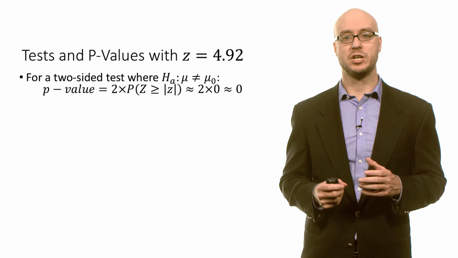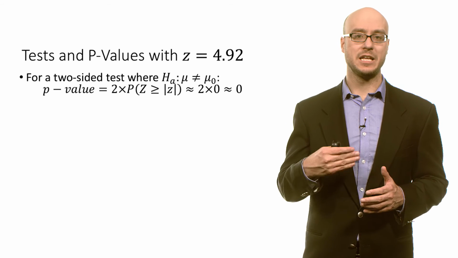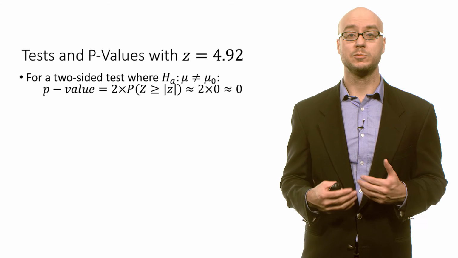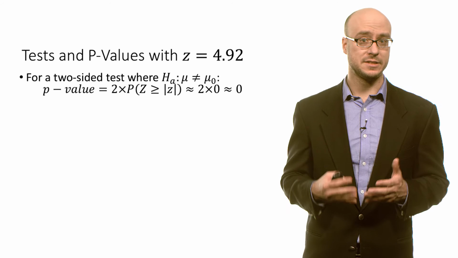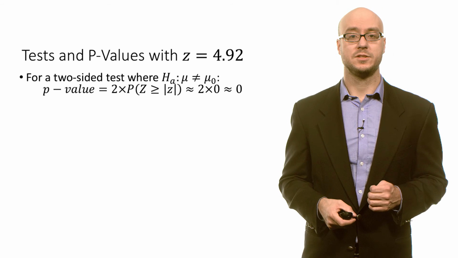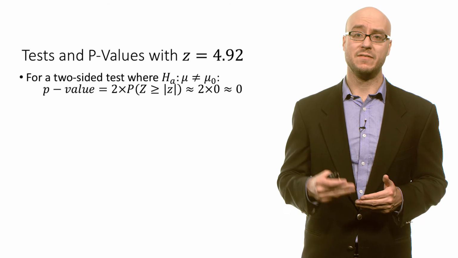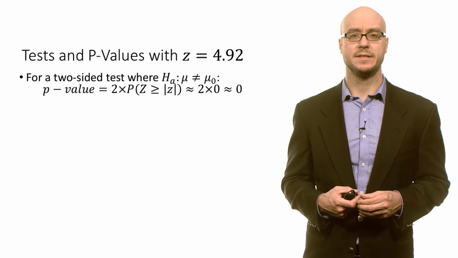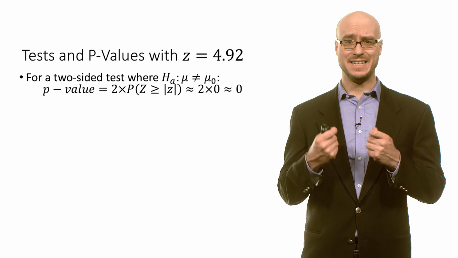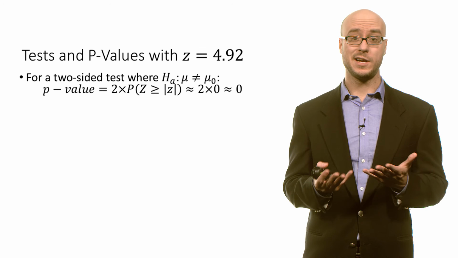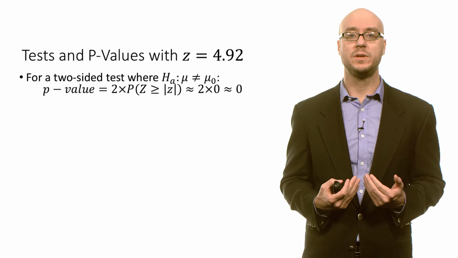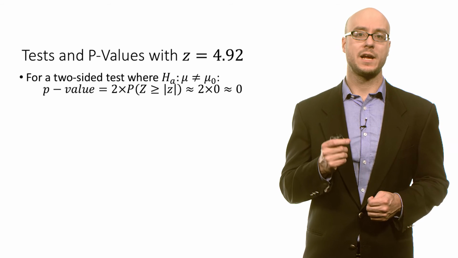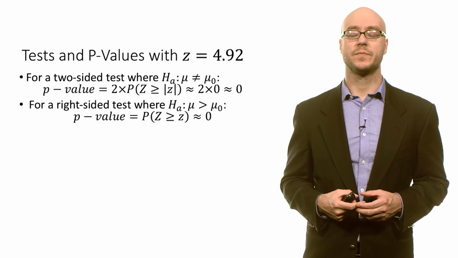For a two-sided test in which the alternative is that the population mean does not equal the claimed value under the null hypothesis, the p-value is simply 2 times 0, which is essentially 0. It's not exactly 0, but it's very close to 0. So in this case, comparing that p-value to 0.05, it's less than 0.05, so we would reject the null hypothesis for a two-sided test. Again, this is just reflecting the fact that a z-test statistic at 4.92 is quite extreme. It's pretty large, so we'd expect a low p-value. We'd expect a low probability of obtaining a test statistic more extreme than 4.92 under the assumption that the null is true.